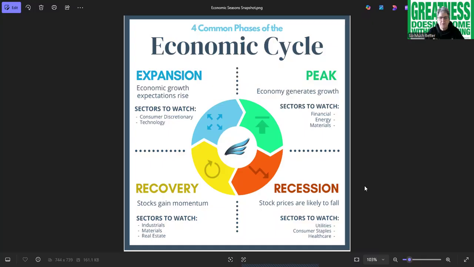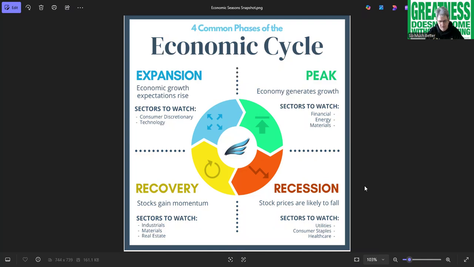Okay, there are four basic seasons in the economy: the expansion, the peak, the recovery, and the recession. The recession is sometimes called the winter. The recovery is usually called the springtime. The expansion is usually called the summertime. And the peak is usually called the fall.